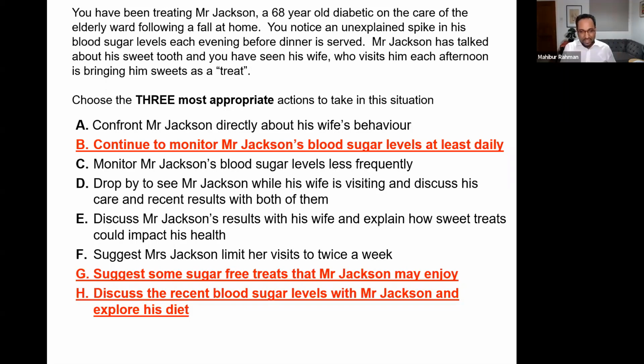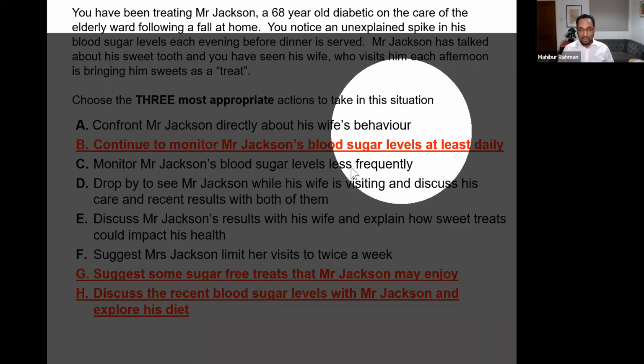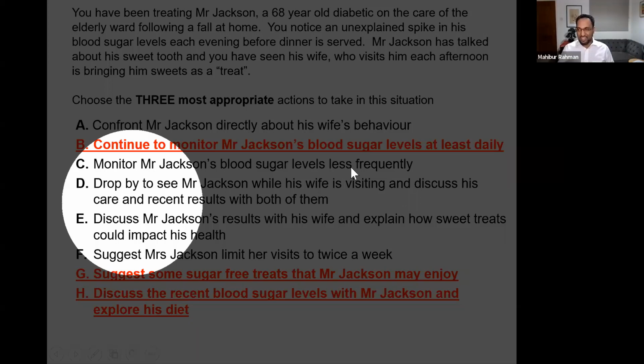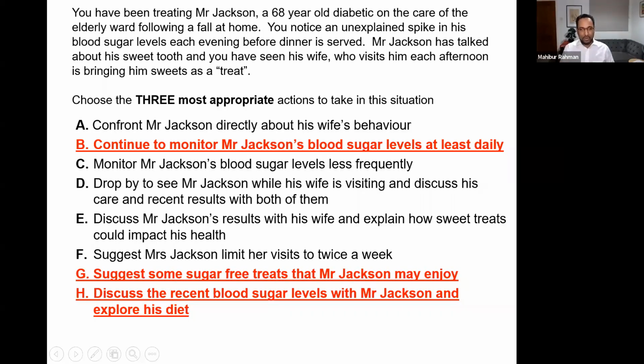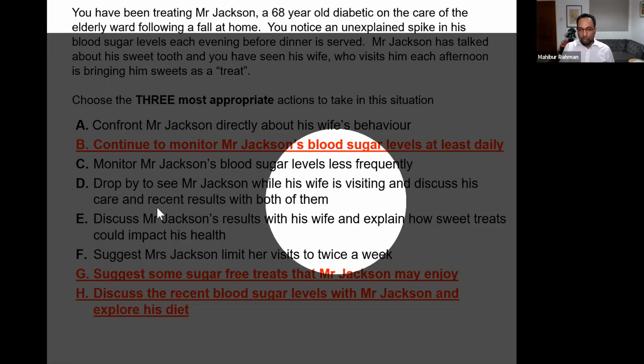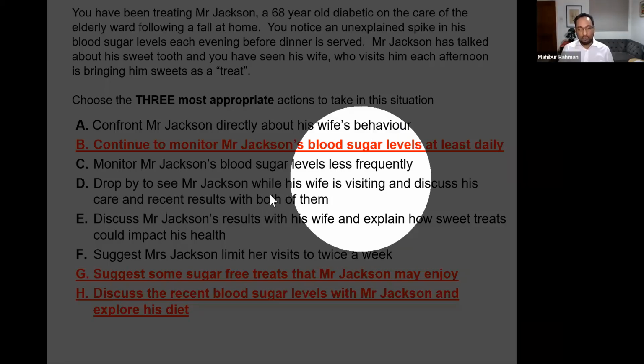Now we come to D and E. Can anyone put in the chat window, what's the problem with D and E? It's the same problem with both of them, actually. And this is where ethical guidance and GMC guidance, knowing when you can and can't do things according to the guidance, comes in. Absolutely well done. Lots of people have got it. Both D and E are a breach in confidentiality. Look, his wife's already there. If you drop by while she's already there and you start discussing results, that's confidential information.